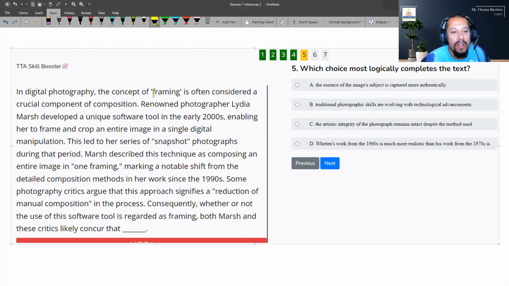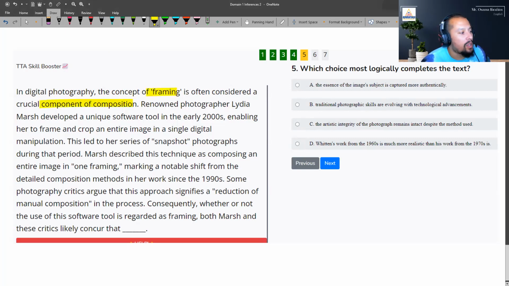In digital photography, the concept of framing is considered a crucial component of composition. Renowned photographer Lydia Marsh developed a unique software tool in the 2000s, enabling her to frame and crop an entire image in a single digital manipulation. This led to a series of snapshot photographs during that period. Marsh described this technique as composing an entire image in one framing, marking a notable shift from the detailed composition methods in her work since the 90s.